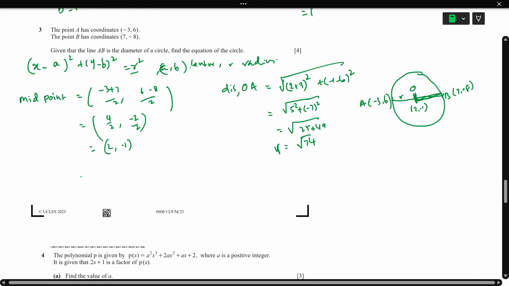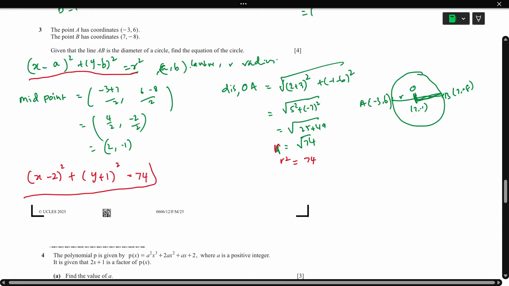Now I need to substitute into the equation. The equation is (x minus a), the center, so (x minus 2) whole square plus (y minus -1), so (y plus 1) whole square, equal to the radius square. The radius square is going to be 74, so I'll write only 74 here. That's our final answer. The question asks to find the equation of the circle, and this is our equation.